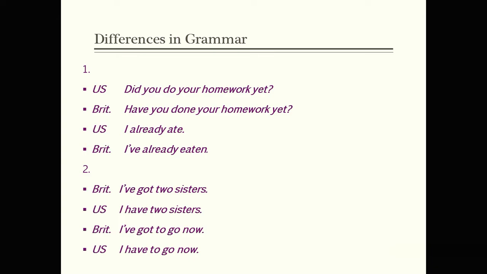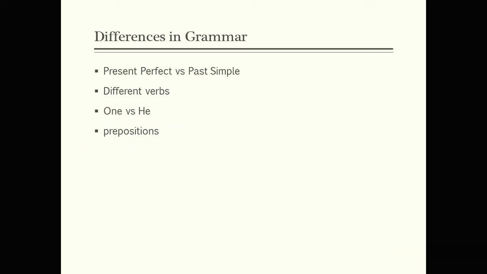In British English, have got is often used for the possessive sense of have, and have got to is informally used to mean have to. This is much less common in American English. For example, American English: I have 2 sisters. British English: I've got 2 sisters. American English: I have to go now. British English: I've got to go now. These are some characteristic differences in grammar for American English versus British English.